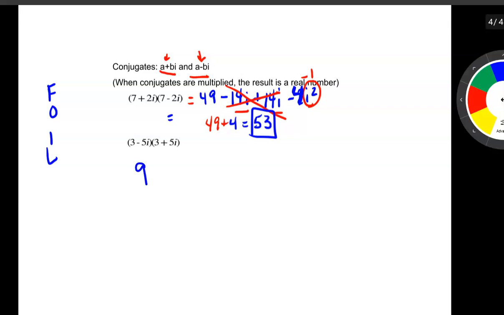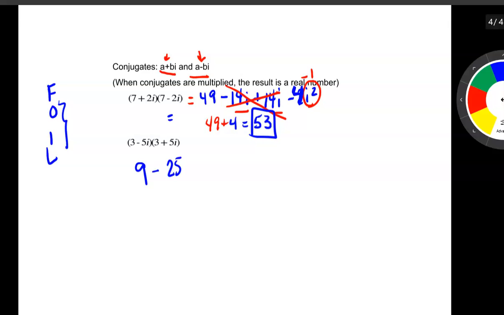Okay, let's do another one for practice. First times first is 9. If you're sure they're conjugates, the only difference is the sign on the imaginary part. You can skip the outside and the inside because we know they're going to cancel out just like they did up here. One of them is going to be a positive 15i, one of them is a negative 15i. Those cancel out. You can go straight to the last times last.